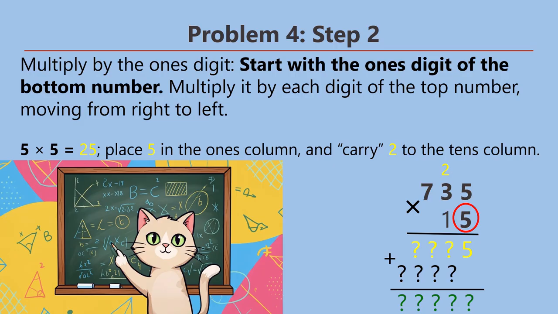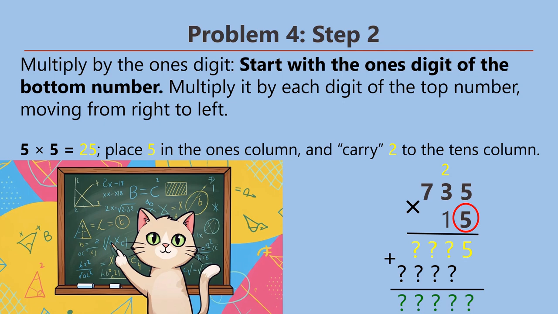Step 2. Multiply by the ones digit. Start with the ones digit of the bottom number. Multiply it by each digit of the top number, moving from right to left. 5 times 5 is equal to 25, place 5 in the ones column, and carry 2 to the tens column.